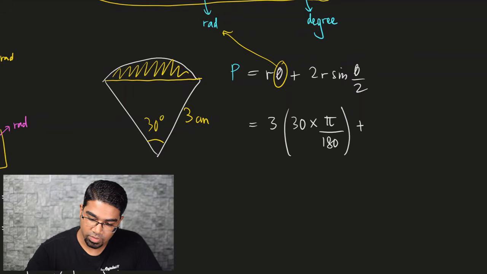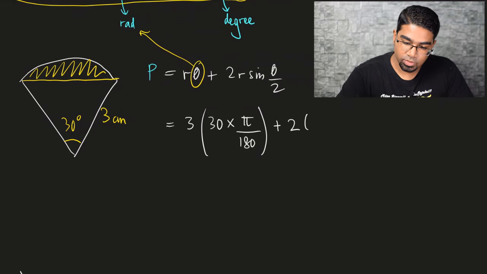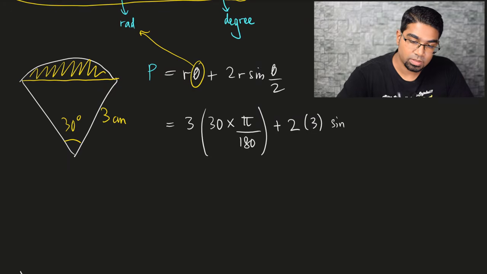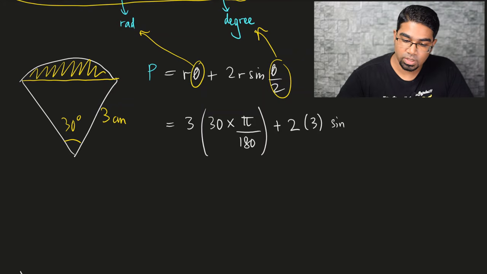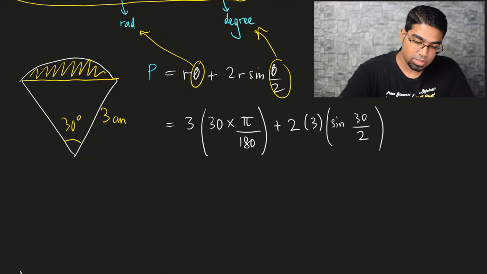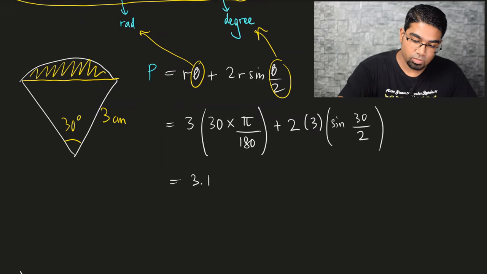Again, just put in the values: 2, r is still 3, sine theta over 2. This time we use degrees. This angle must be in degrees. So all we have to do is 30 over 2 degrees. When we punch this into the calculator, you will get a value of 3.124 centimeters.